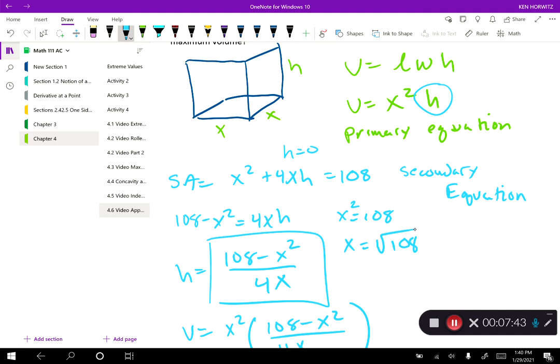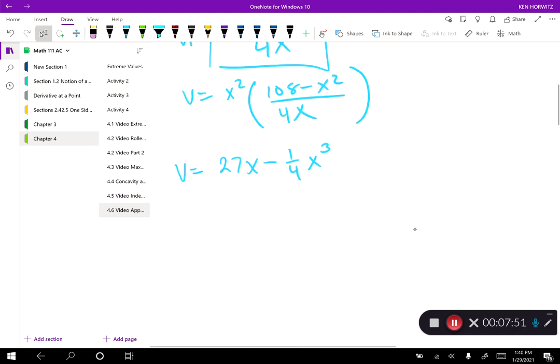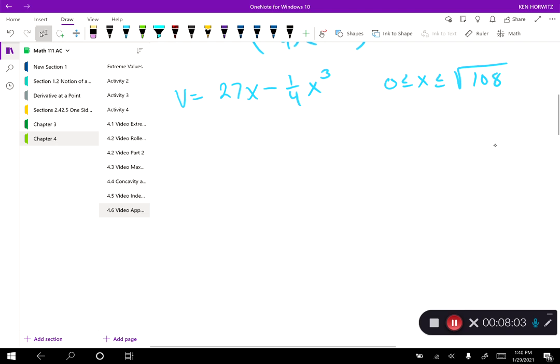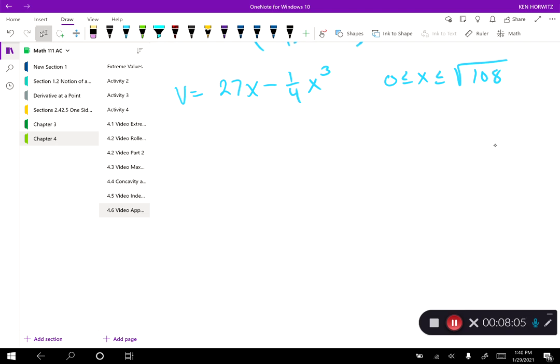So the biggest my x could be would be the square root of 108, because they said that the surface area was 108. So my domain is going to be 0 less than or equal to x less than or equal to the square root of 108. This is going to come into play a little bit later. All right, let's start by getting some critical numbers.